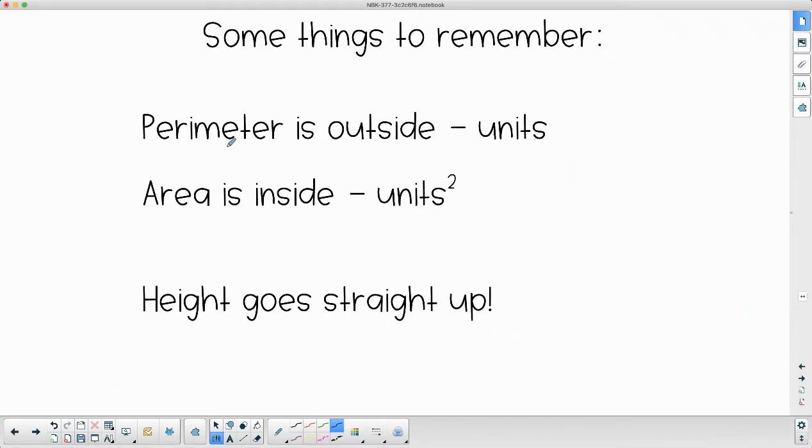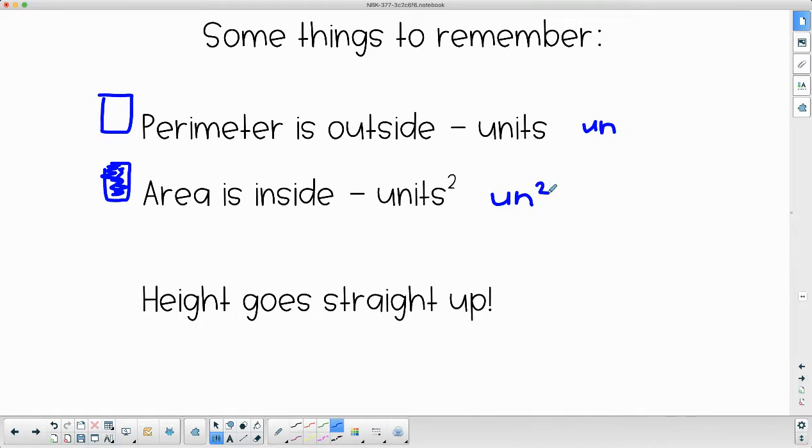Okay, so a few things to remember when we're talking about perimeter. We are walking around the outside of the shape. And when we're talking about area, we're filling in the inside of the shape. So when we write a perimeter answer, it will just be units. When we write an area answer, we need to do units squared.